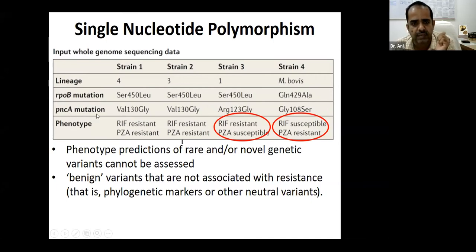Similarly, in the case of the pyrazinamide pncA mutation, in strains 1, 2, and 4 the mutations were significant and conferred resistance, so they were reported as resistant. In strain 3, the mutation identified did not confer phenotypic resistance, a benign mutation, so it was reported susceptible. In a whole genome sequencing report, you may find mutations with minimal or moderate association, which will not be reported as resistant, but as sensitive.